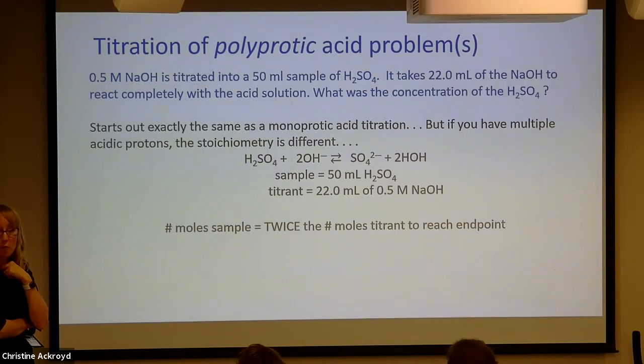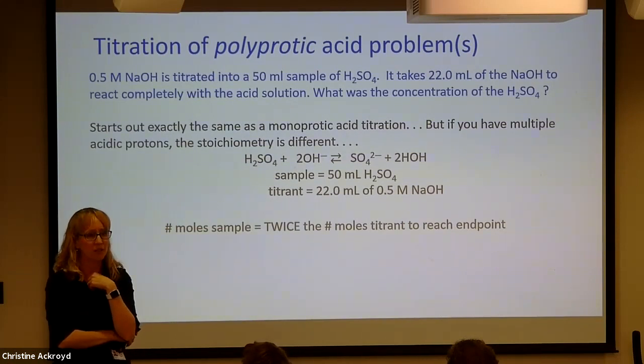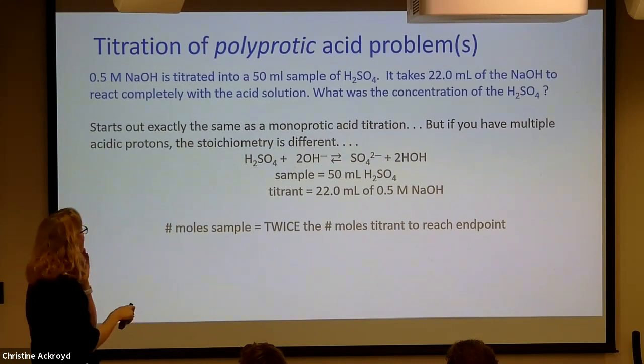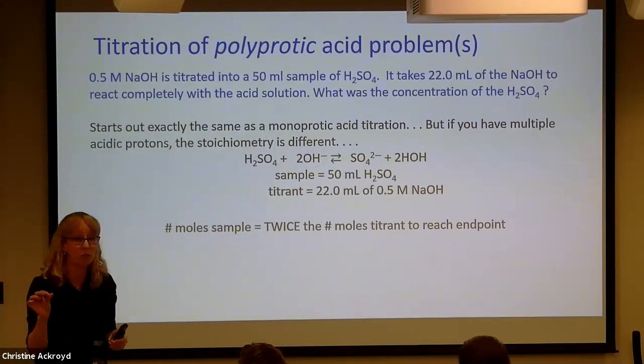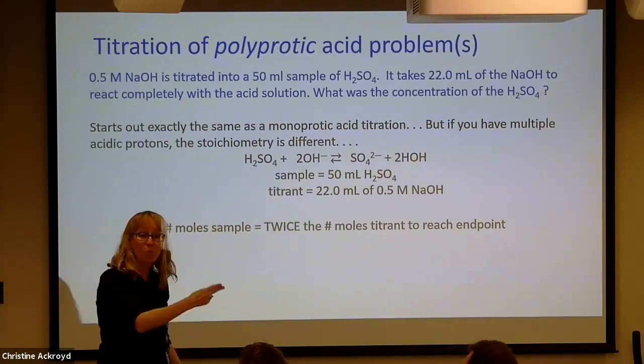First problem is to figure out what reaction we're actually carrying out in the titration. So this one says we start with H2SO4, titrating with sodium hydroxide, and then it uses this word to react completely with the acid solution. What's that code for? How many protons could we pull off? H2SO4 is a diprotic acid. We have 2 different protons we can pull off. If we're reacting it completely, what does that mean? We pull both of them off.